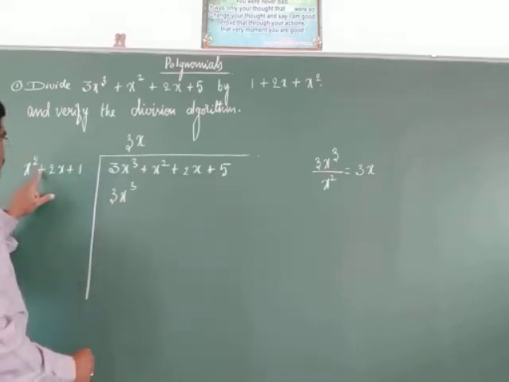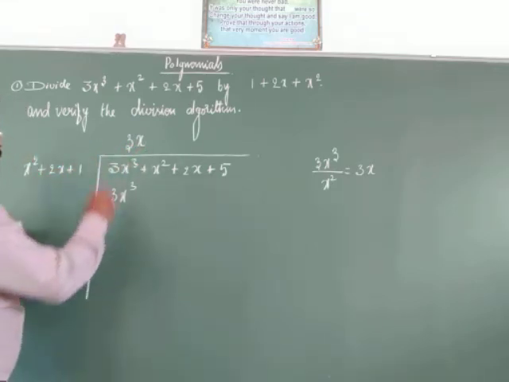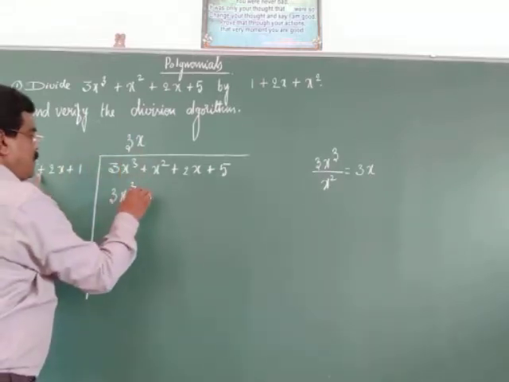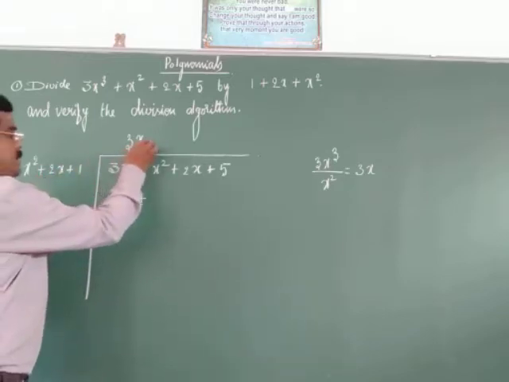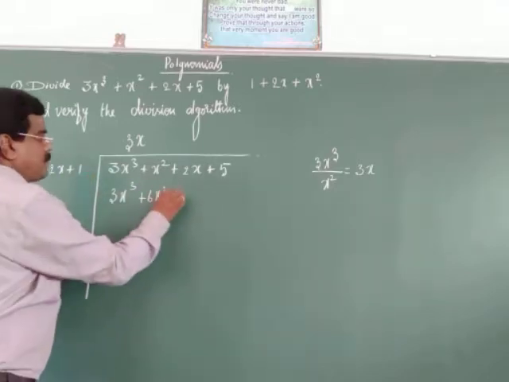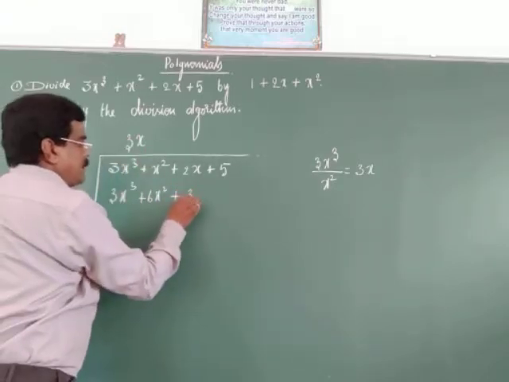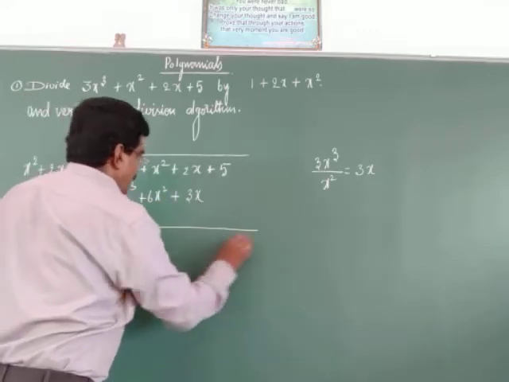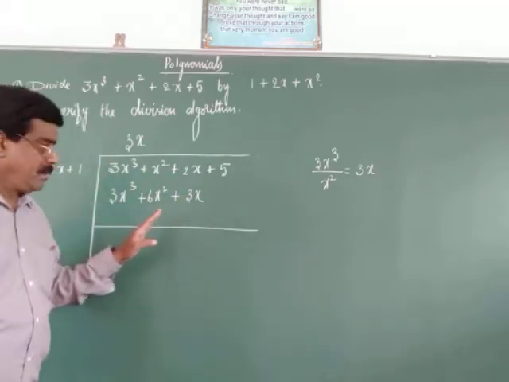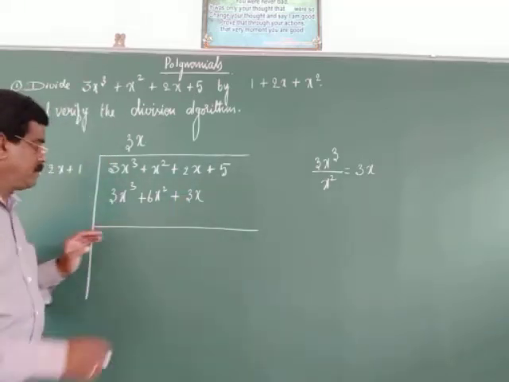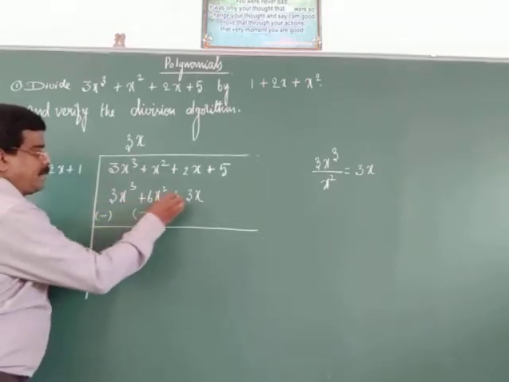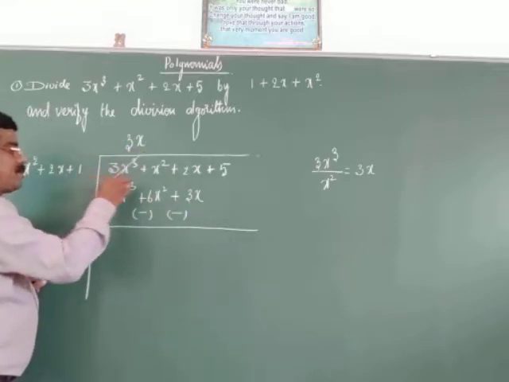3x cube plus 2x into 3x. Here 2 has no sign, which means plus. Here also plus. Plus into plus, plus only. 2x into 3x is 6x square. Plus 1 into 3x is 3x. Now leave some gaps here because you have to subtract the terms and change the sign. This plus, make it minus. Again this plus becomes minus, this plus becomes minus. Change the sign and cancel the first term.